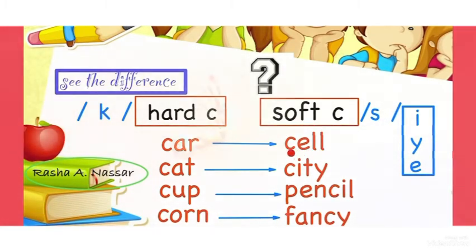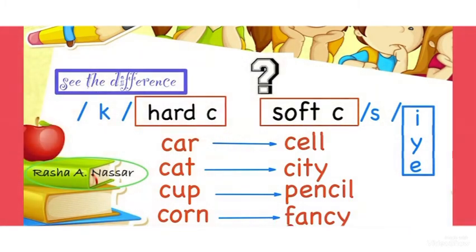Cell, cell. Why? Because here we see the letter E comes after the letter C, so we pronounce it cell. Here, city, city, we pronounce it city. Why? Because we see the letter I comes after the letter C. Here, pencil, pencil. Why do we pronounce the letter C as soft C that sounds s, s, s? Because we see the letter I comes after the letter C.